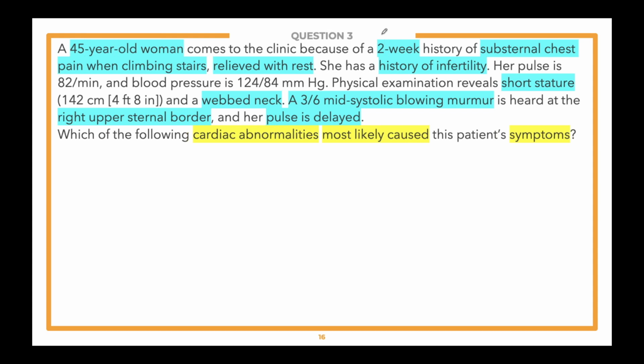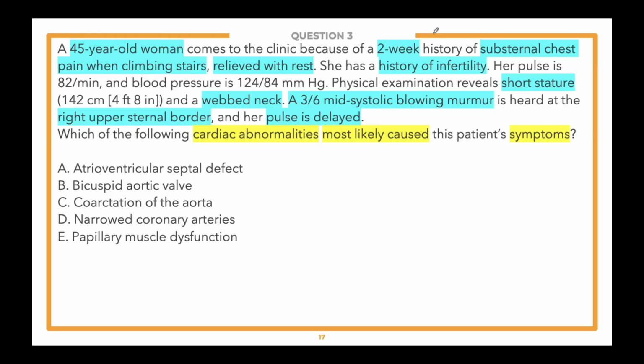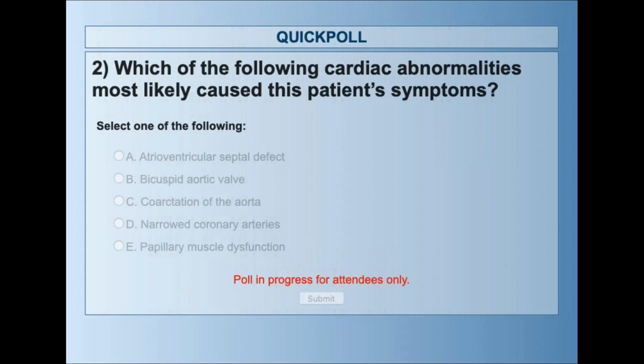Okay, so let's take a look at those answer choices. Once again, we're going to start at the bottom and work our way up to the top. Answer choice E, papillary muscle dysfunction. D, narrowed coronary arteries. C, coarctation of the aorta. B, bicuspid aortic valve. And A, atrioventricular septal defect. So we're going to open up that poll. Go ahead and select the answer choice you think is the best answer, and we'll talk about it in just a few seconds. Thank you very much. The poll is open. Once again, we'll wait until about two-thirds of you have responded.